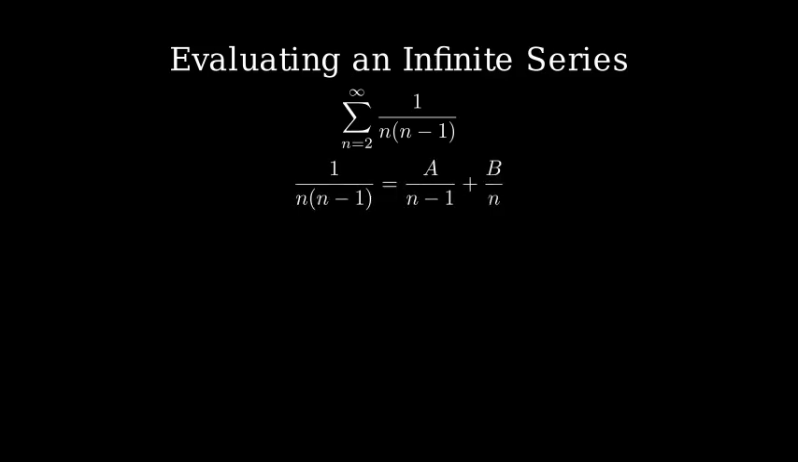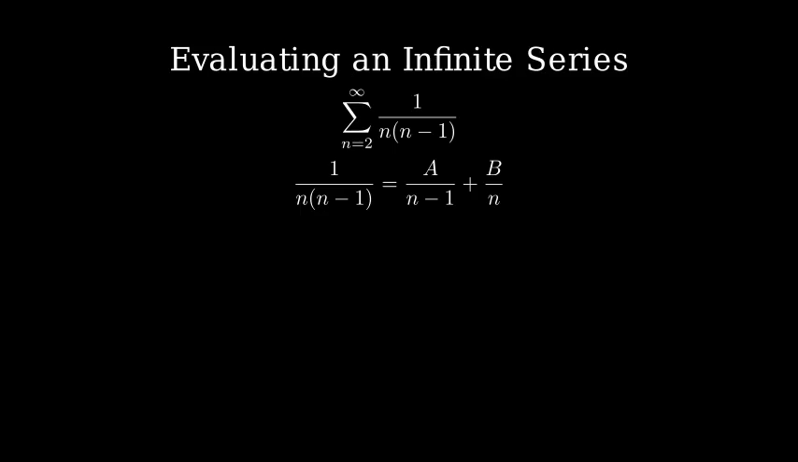Welcome! Today we'll evaluate the infinite series, the sum from n equals 2 to infinity of 1 over n times (n minus 1). To solve this, we'll use partial fraction decomposition. The denominator can be factored as n times (n minus 1), so we can split our fraction into two simpler fractions, A over (n minus 1) plus B over n, where A and B are constants we need to find.